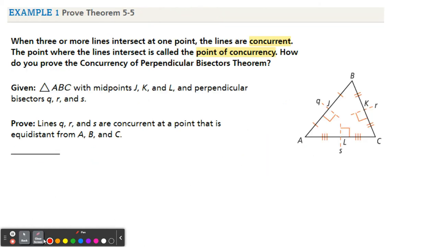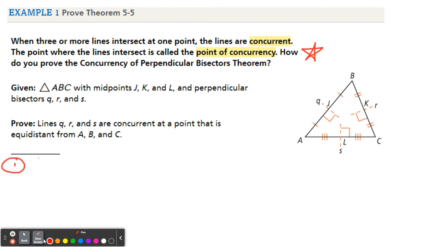It says when 3 or more lines intersect at one point, the lines are called concurrent. The point where the lines meet or intersect is called the point of concurrency. How do we prove the point of concurrency of the perpendicular bisectors theorem? Here we go. We are given triangle ABC with midpoints J, K, and L and perpendicular bisectors Q, R, and S. So Q, R, and S are lines. And we need to prove that lines Q, R, and S are concurrent at a point that is equidistant from A, B, and C. Well, it's just 3 steps.